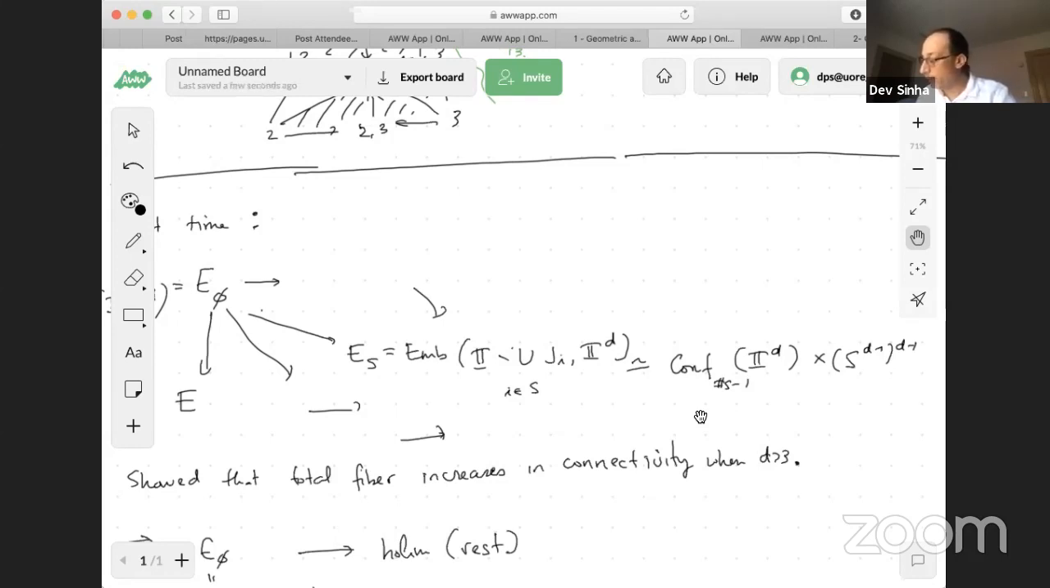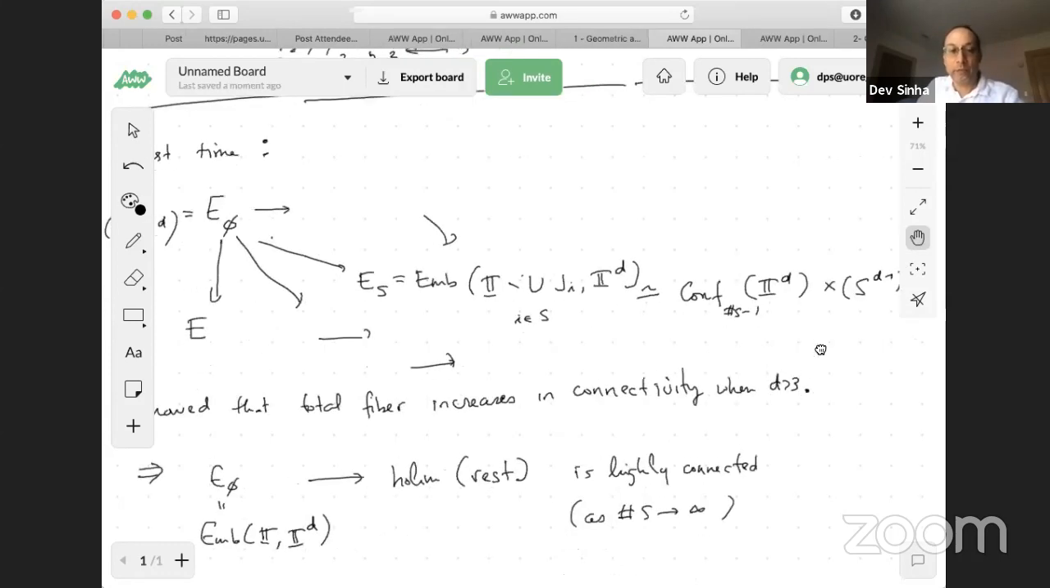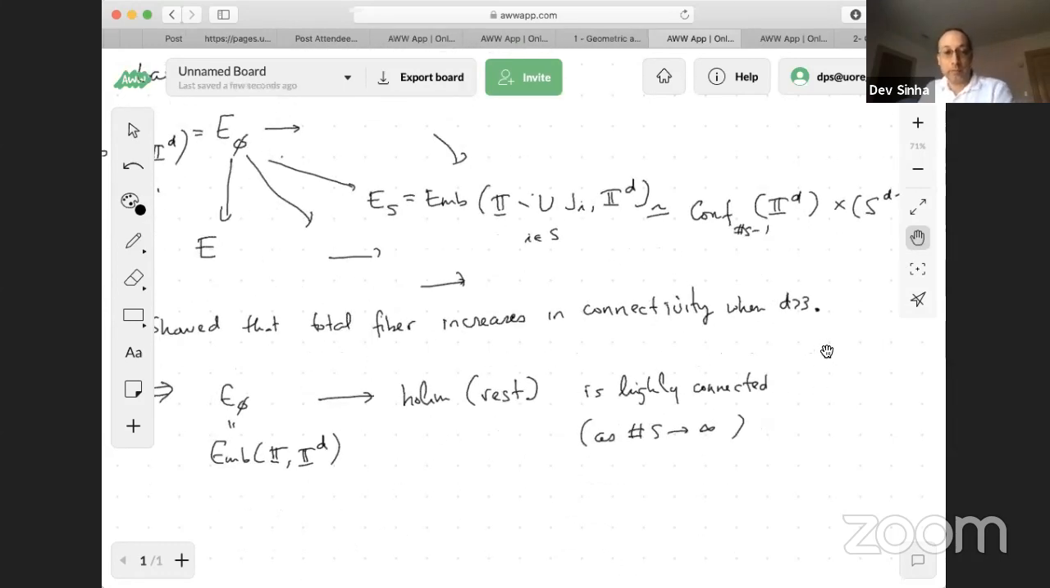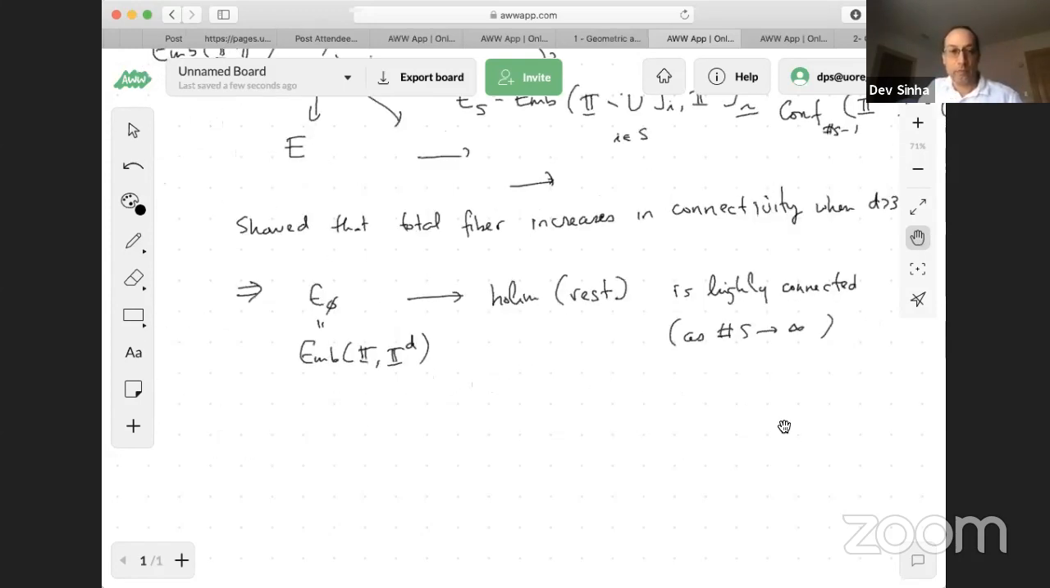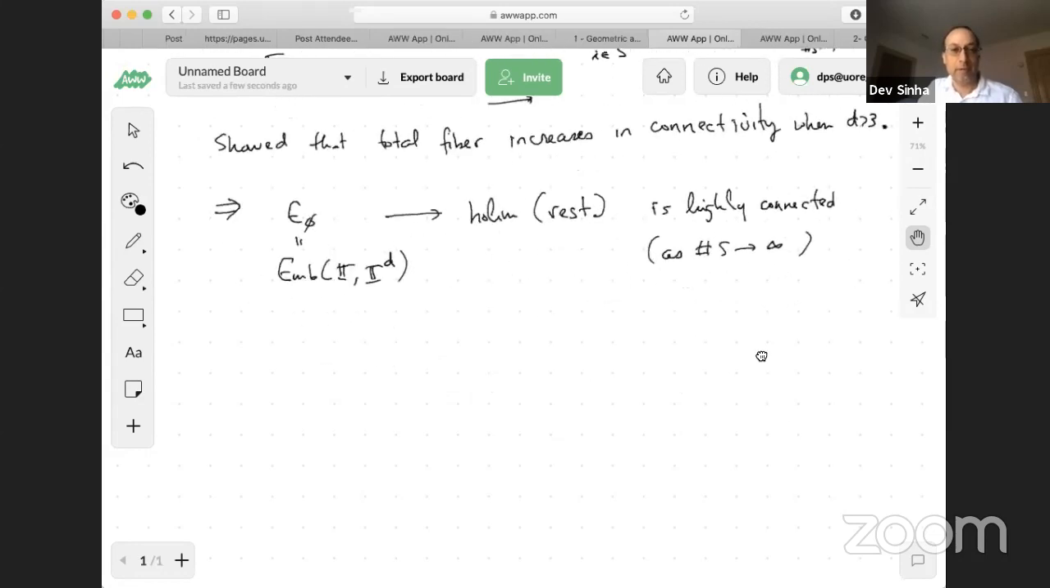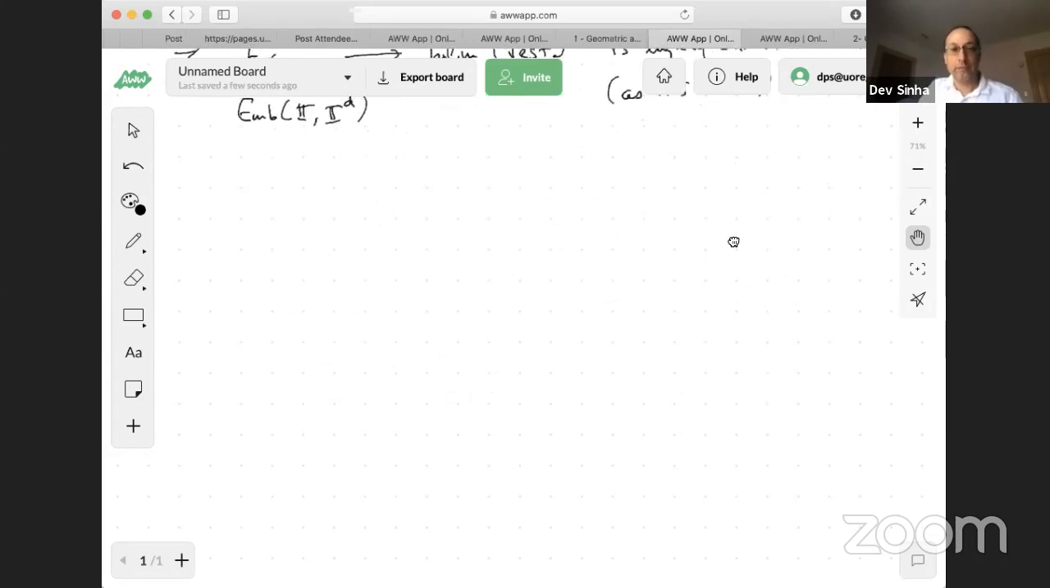In other words, we can use the homotopy limit of the rest as an approximation, as a model for the embedding space. And the first thing I want to say is that there is some then geometry to this that shouldn't be apparent to you at this point.